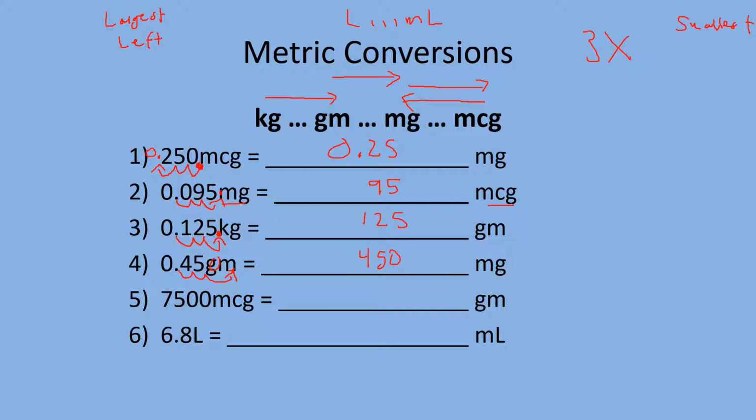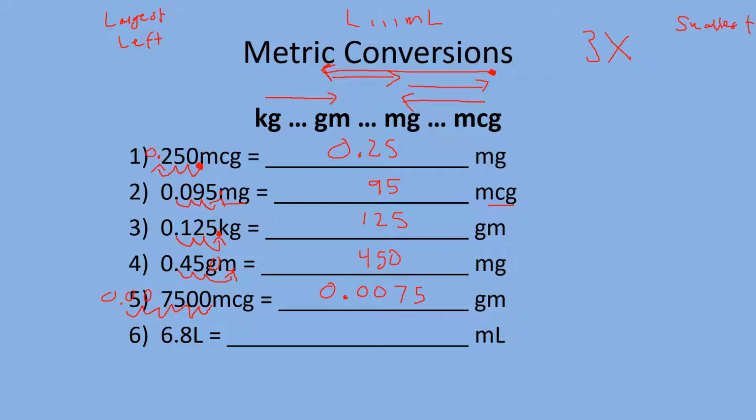Now we're going to move 6 spaces, right? So from micrograms to grams, you pass the milligrams and you go all the way to grams. So that's 3 plus 3 more for a total of 6. So here it is. I'm going to go 1, 2, 3, 4, 5, and 6. So we get 0.0075. There you go.